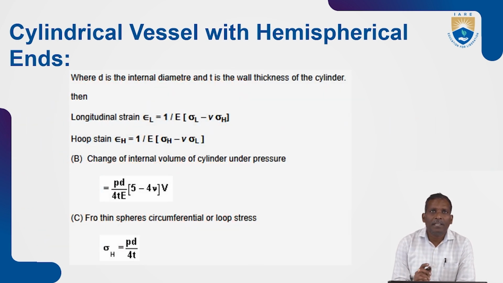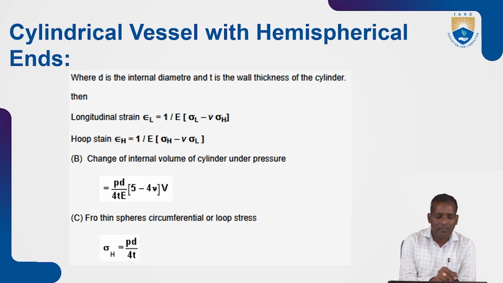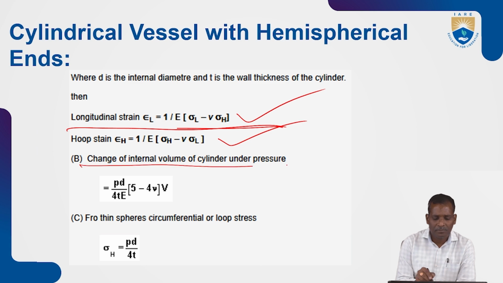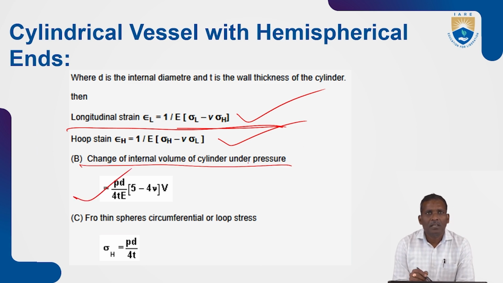So where D is the internal diameter and t is the wall thickness of the cylinder. Then the longitudinal strain epsilon L is equal to 1 by E into (sigma L minus mu into sigma H). The hoop strain is 1 by E into (sigma H minus mu into sigma L). The change of internal volume of cylinder under pressure is PD by 4tE into (5 minus 4 mu) into P.